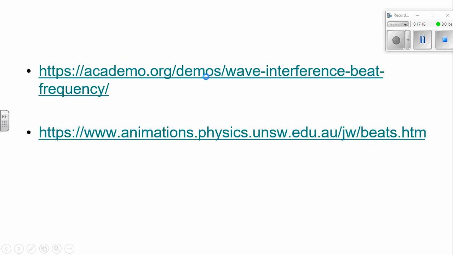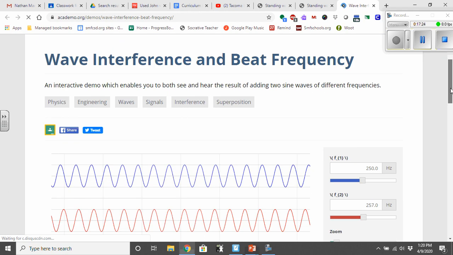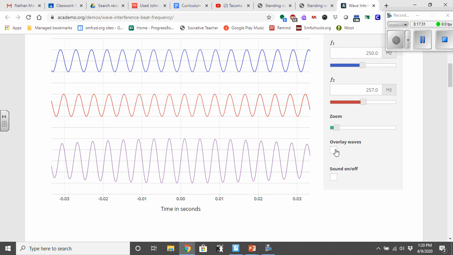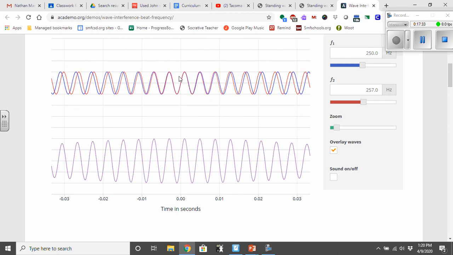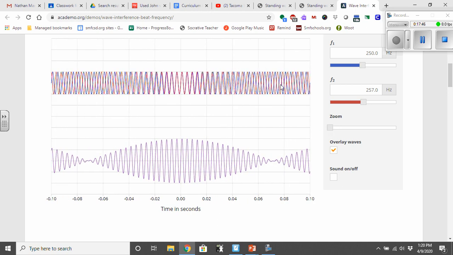So let's look at some visual demonstrations of what a beat is. Let's see if I can get to this here. And so here we have these two frequencies. One's 250 and one's 257. And I'm going to overlay the two waves. So right here, they're perfectly lined up. And then as we go over here, they're starting to get misaligned. So let's kind of zoom out just a little bit, and you can see that a little bit better. That over here, they're exactly misaligned, so there's no volume that you would be hearing.